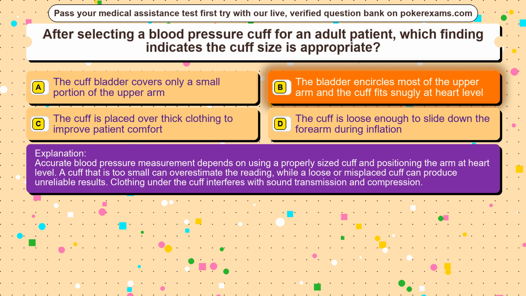A cuff that is too small can overestimate the reading, while a loose or misplaced cuff can produce unreliable results. Clothing under the cuff interferes with sound transmission and compression.